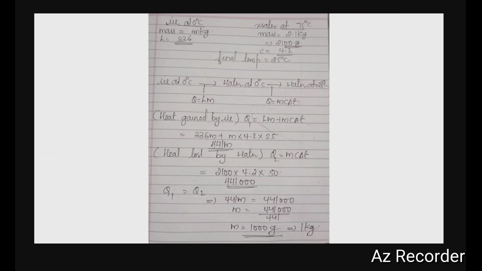Okay, here what happens is the ice, which was initially at 0 degrees Celsius, has a mass that is unknown, let it be m kilogram, and the latent heat is given, it is 336. And water which was initially at temperature 75 degrees Celsius has a mass given to be 2.1 kilogram. So converting it into gram, it is 2100 grams.